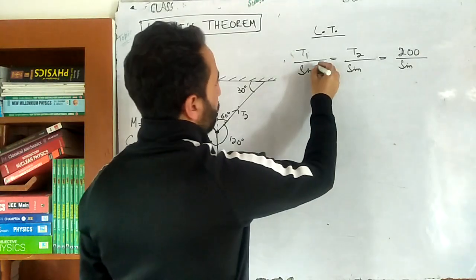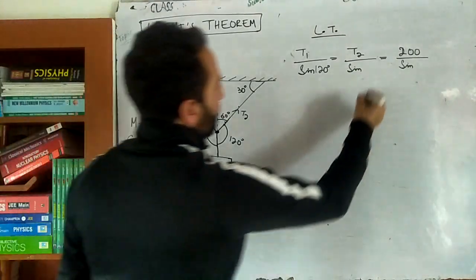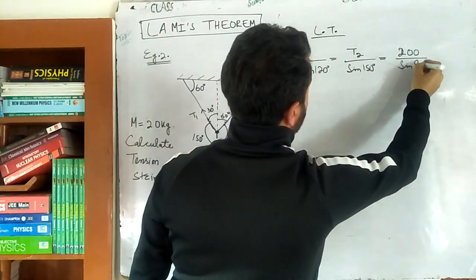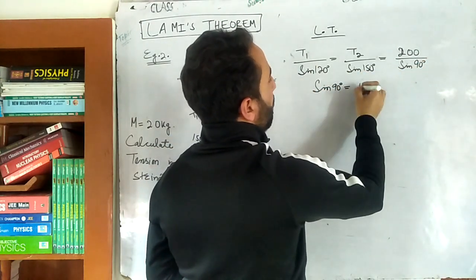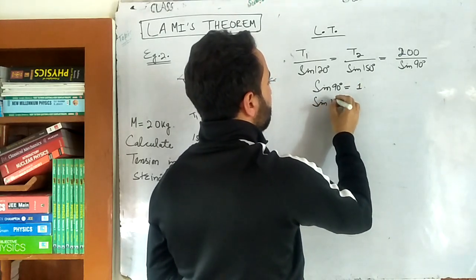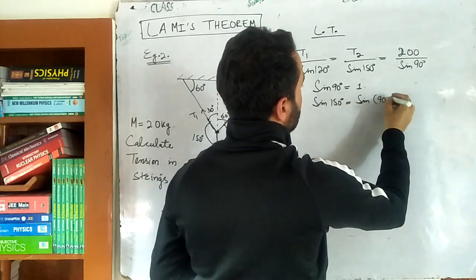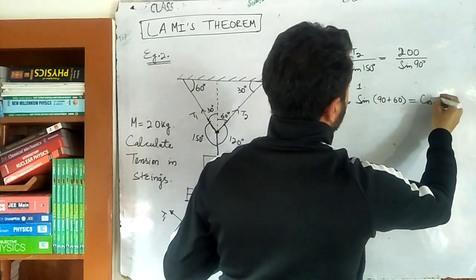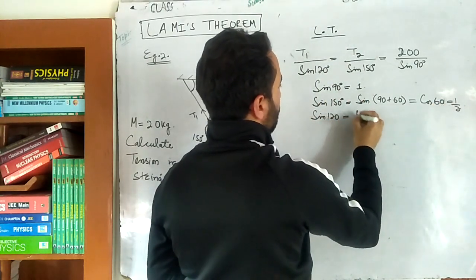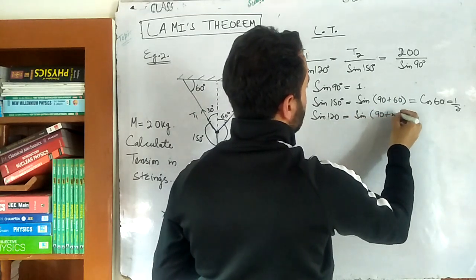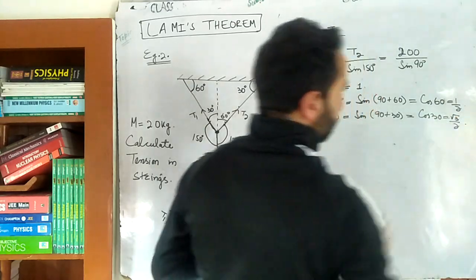So here I will write down sine 120. T2 and angle opposite is 150. So here I will write down 150 and here I will write down 90. Then you know these values, that is sine 90 is how much? That is equal to 1. Then sine of 150 degree. Okay, it is in turn equal to sine of 90 plus 60. Then it will be equal to cos 60. And cos 60 is 1 by 2. And sine 120 is equal to sine of 90 plus 30. That is equal to cos 30, which is in turn equal to root 3 divided by 2.